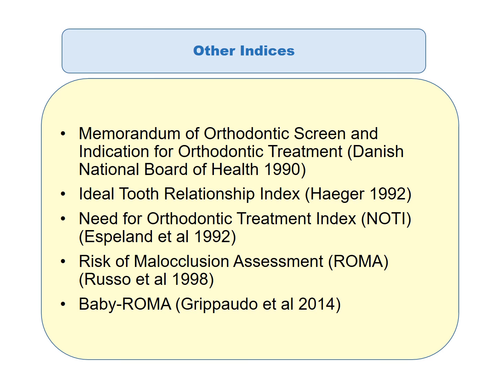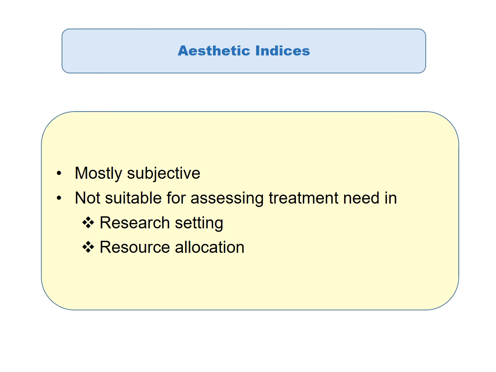Now, there are other indices that have also been introduced. For example, the Memorandum of Orthodontic Screen and Indication for Orthodontic Treatment by the Danish National Board, the Ideal Tooth Relationship Index by Hager, introduced 1992, the Need for Orthodontic Treatment Index or NOTI, introduced by Espeland in 1992, Risk of Malocclusion Assessment or ROMA, introduced by Russo et al. in 1998, and Baby ROMA introduced by Gripaudo et al. in 2014.